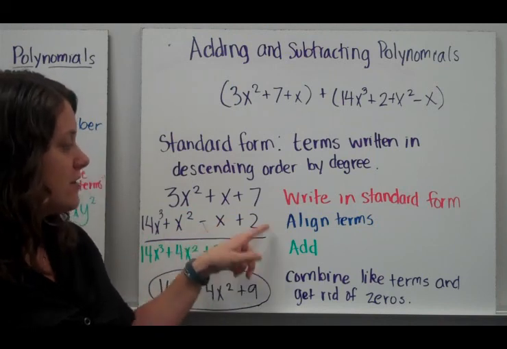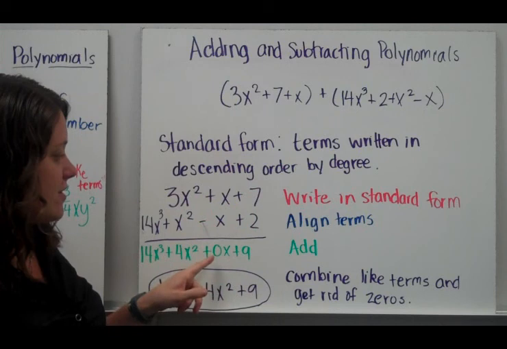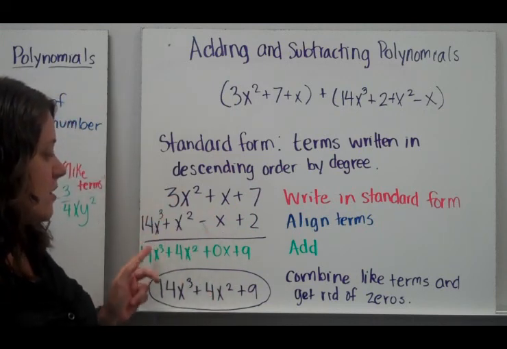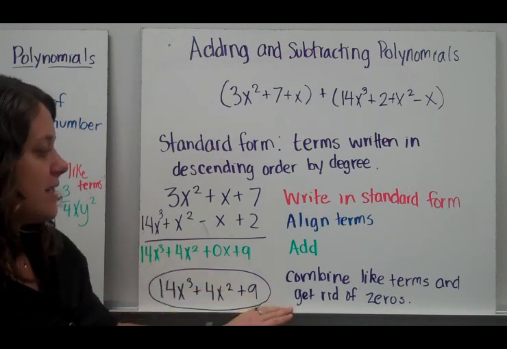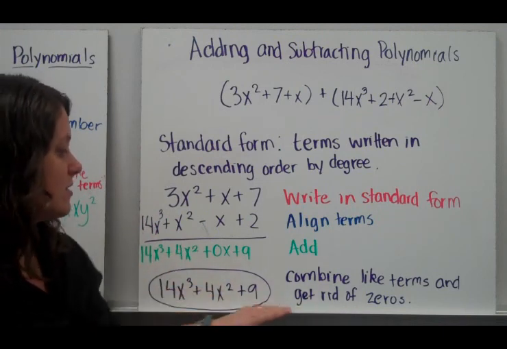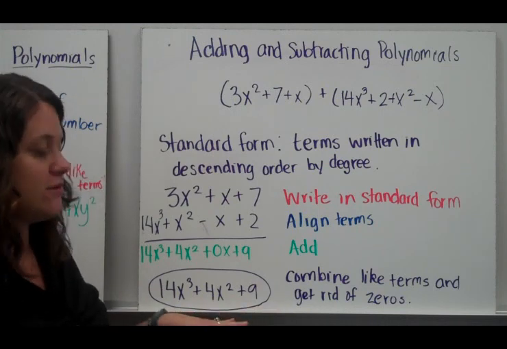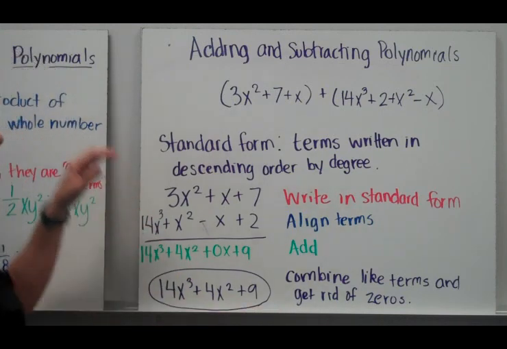Then we're just going to add the terms. Of course, positive x and negative x make 0x, and you just add all the terms. Finally, combine like terms and get rid of any zeros. So here, we got rid of the 0x and we shrunk it down to its final answer. Alright, let's look at another example.